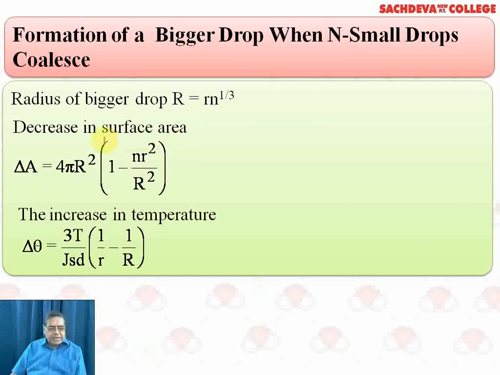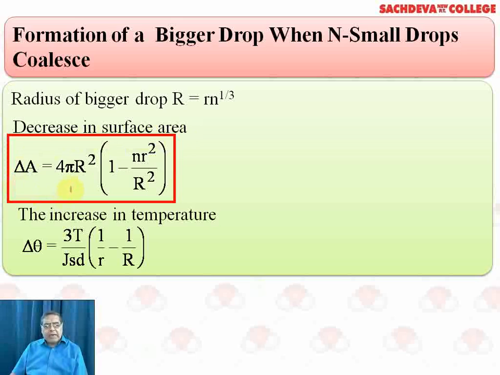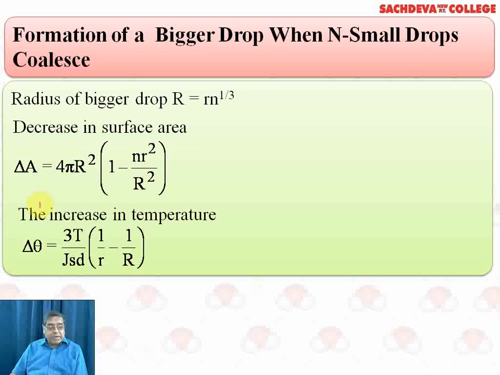Decrease in surface area. The surface area decrease is given by ΔA, and mathematically it is given as 4πR² into (1 minus nr²/R²), so what we have done is multiply and divide by R². And the increase in temperature will be estimated as 3T over JSD into (1/r minus 1/R).